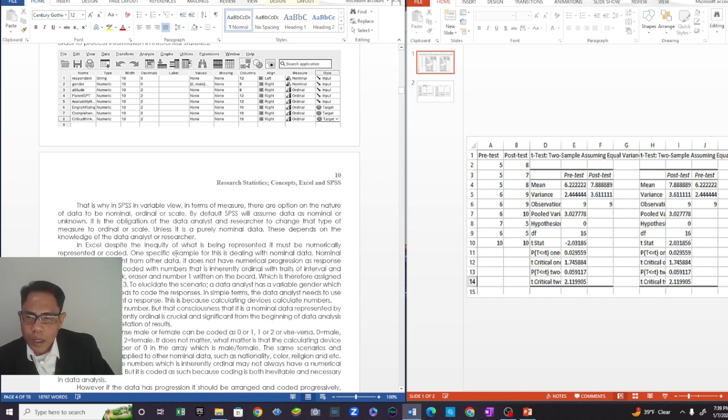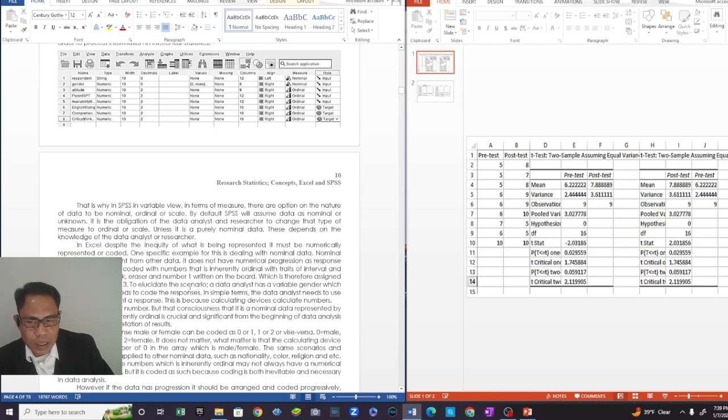In Excel, despite the inequity of what is being represented, it must be numerically represented or coded. One specific example for this is dealing with nominal data. Nominal data are independent from other data. It does not have numerical progressions as responses shift, but it has to be coded with numbers that are inherently ordinal with traits of interval and ratio. Thus, the chalk, eraser, and number 1 written on the board are therefore assigned the values 1, 2, and 3.